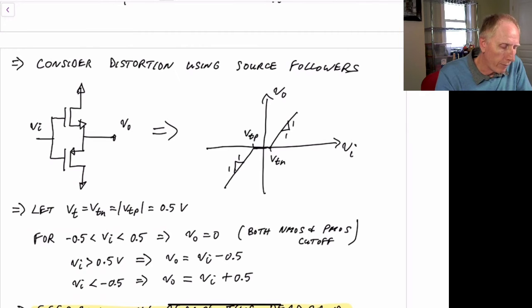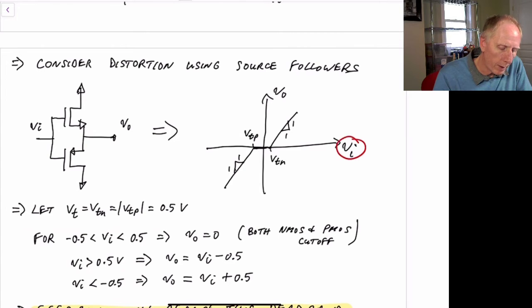So we have these two source followers, but the problem we know is that only when this voltage here gets above a threshold does this transistor even turn on. And then when this voltage here gets also below the threshold for this PMOS transistor, then finally this transistor would turn on. But in the middle region here, we would have nothing turning on.